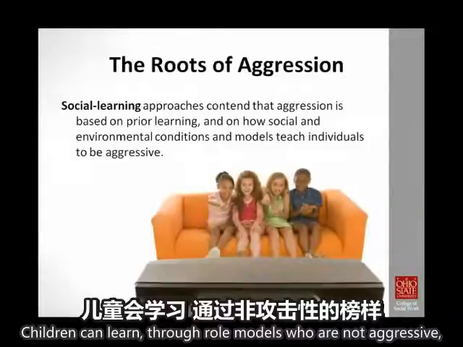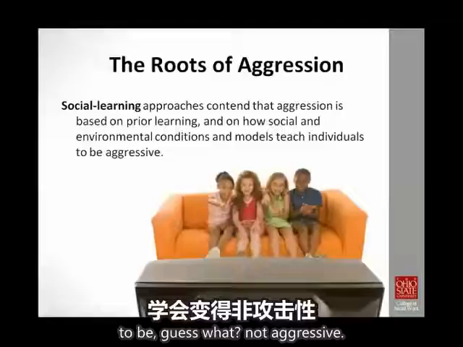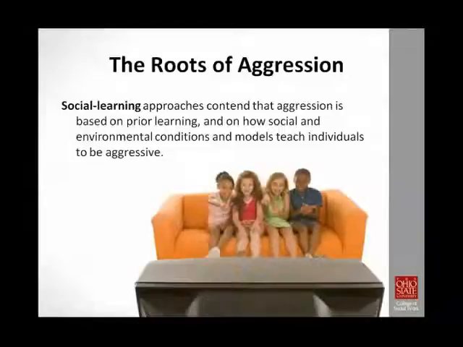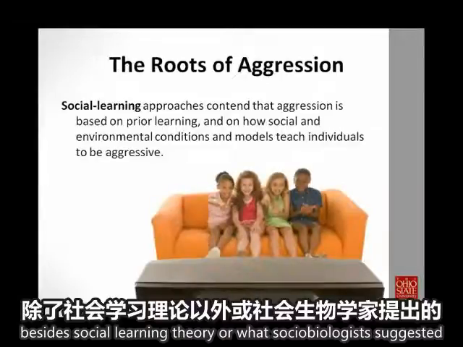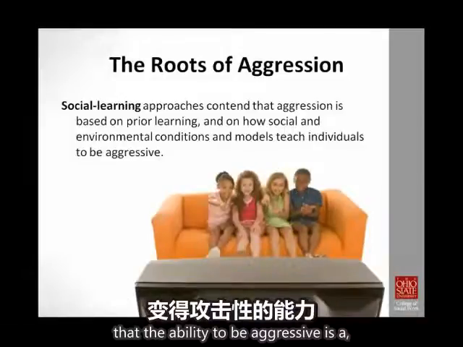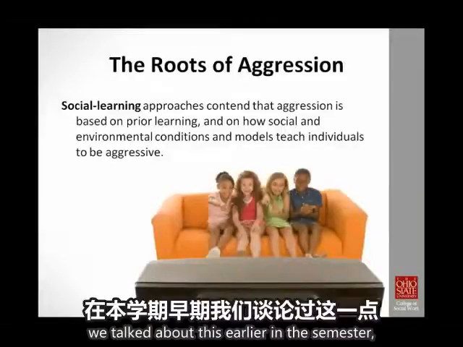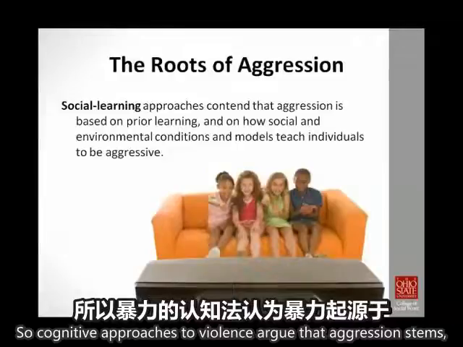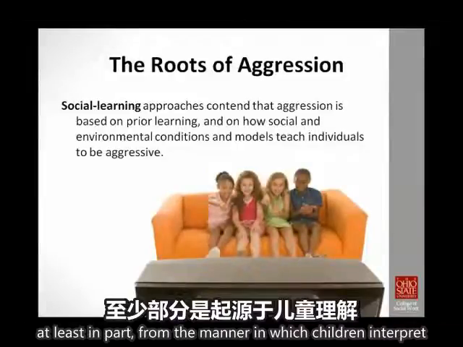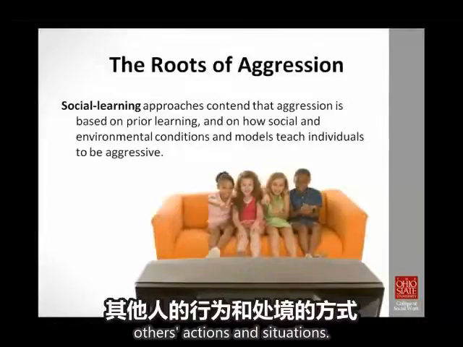Children can learn through role models who are not aggressive to be, guess what, not aggressive. Now, there's also some literature to say that besides social learning theory, or what sociobiologists have suggested, the ability to be aggressive and also to be empathetic, we talked about this earlier in the semester, is also a sign of cognitive development and growth. So cognitive approaches to violence argue that aggression stems, at least in part, from the manner in which children interpret others' actions and situations.